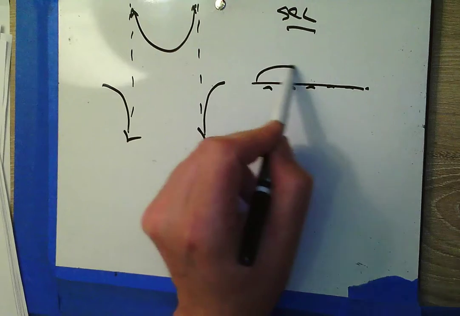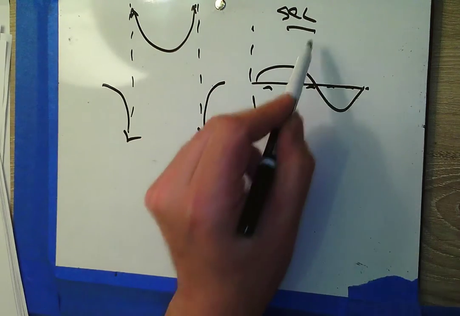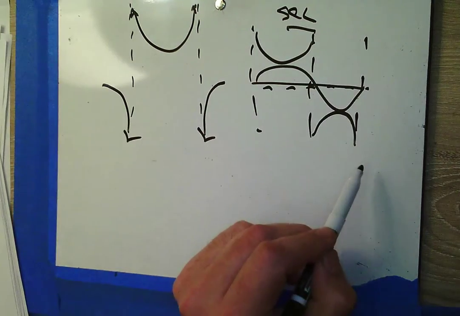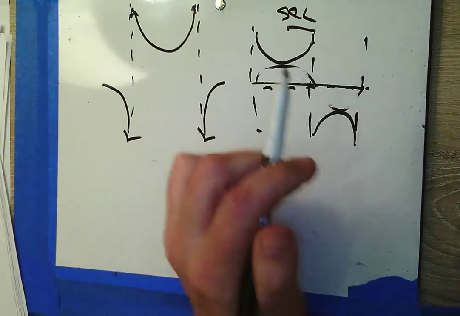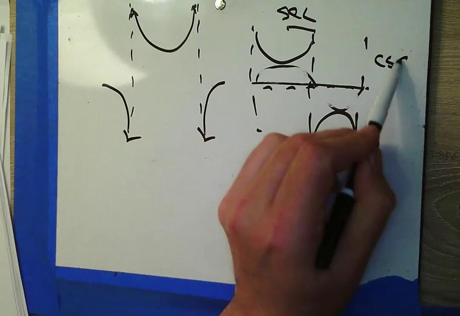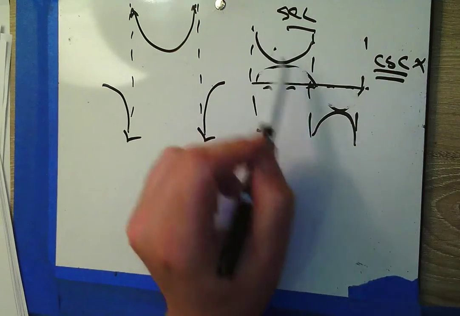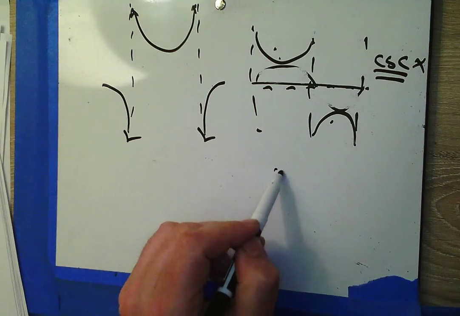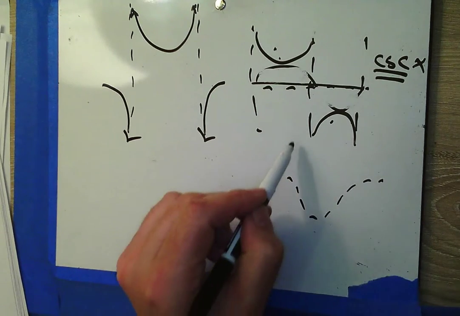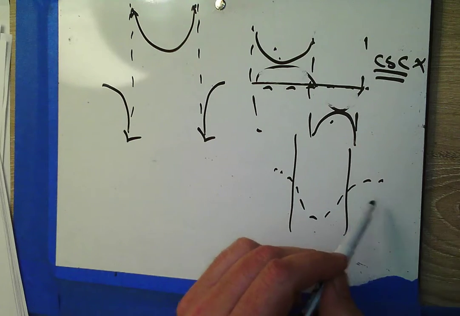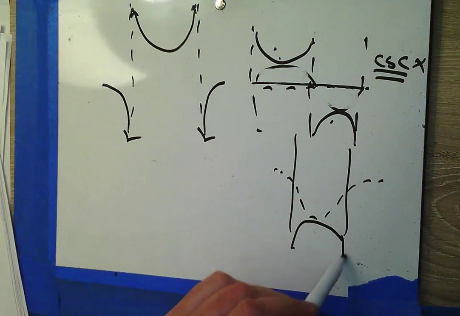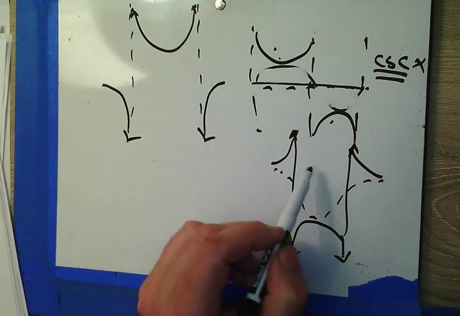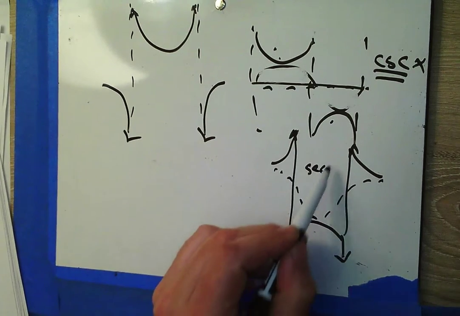When I have sine, I will get 2 half periods. Sine's reciprocal is cosecant. Cosecant has 2 half periods. And if I'm graphing cosine first, I'm going to have a half period and 2 quarter periods. And so that will be secant.